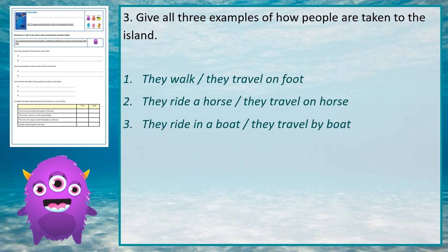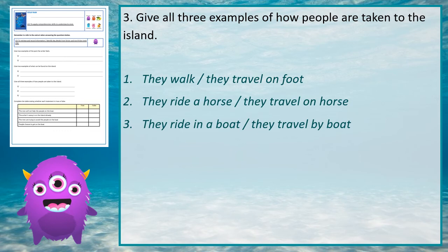Question 3, give all 3 examples of how people are taken to the island. So you could either say they walk or they travel on foot, they ride a horse or they travel on horse, or they ride in a boat or they travel by boat. But those are all 3 examples.